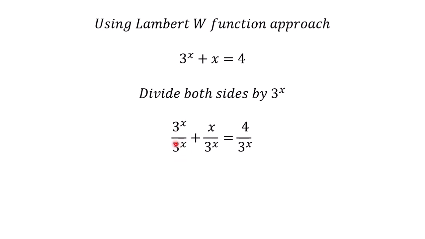Okay, here it will give us 1. And then here, from the laws of indices, we have (x over 3) raised to the power x. And from the laws of indices, this one is the same thing as x times 3 raised to the power minus x. Alright? And then here too, we just write it as the same thing.